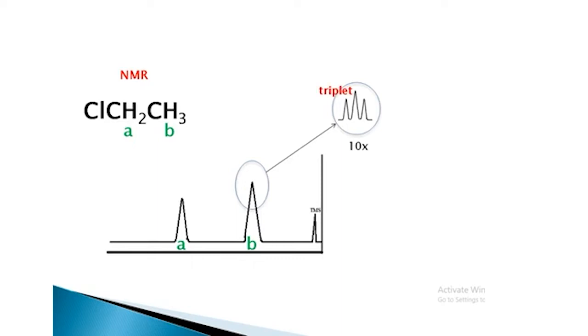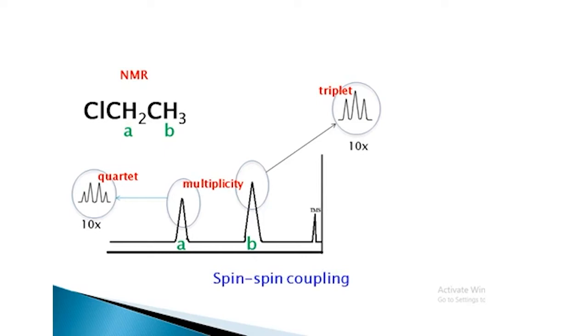Similarly, if you look at the A peak and zoom in 10 times, you will see four different peaks. That means the A peak has split into four different peaks, and these four peaks are known as a quartet. So we are looking at the multiplicity of the peaks. These two peaks are split into different peaks, and this splitting happens due to the spin-spin coupling.